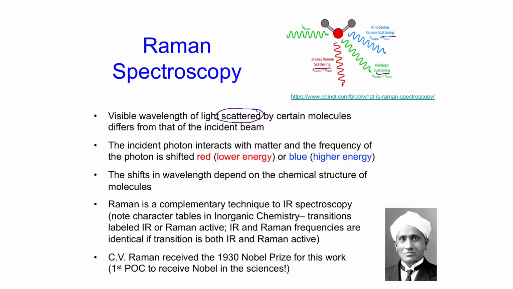And just one more bit of bar trivia for you. C.V. Raman, the discoverer of this type of spectroscopy, was awarded the 1930 Nobel Prize for this work, and he was the first person of color to receive the Nobel Prize in the sciences.